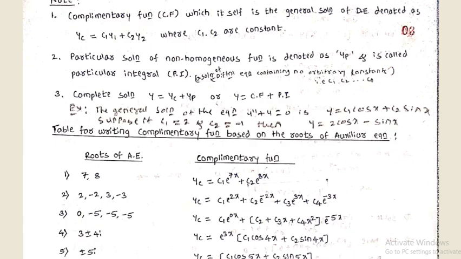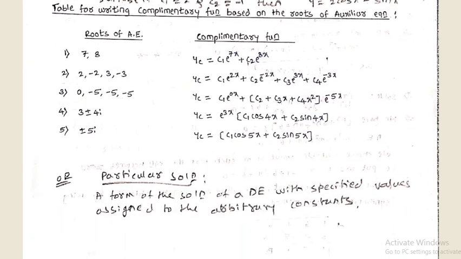And the complete solution means you add the complementary function and the particular integral, which gives the complete solution, denoted as y equal to yc plus yp, or y equal to CF plus PI, complementary function plus particular integral. Now we will give a table showing how to write the complementary function based on the roots of the auxiliary equation. The first column is the roots of the auxiliary equation, and the second column denotes its complementary function.